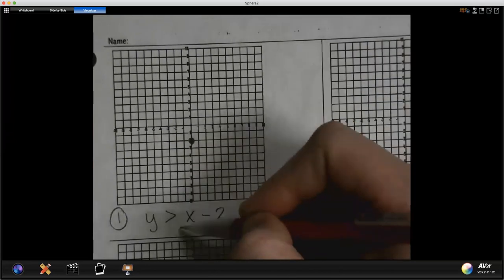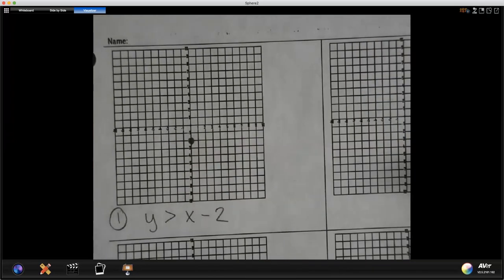What is my slope in this situation? My slope is not x. That's a common answer. Yep. 1. All right. Slope is 1. Remember, there's an imaginary 1 in front of the x, which is what represents the slope.